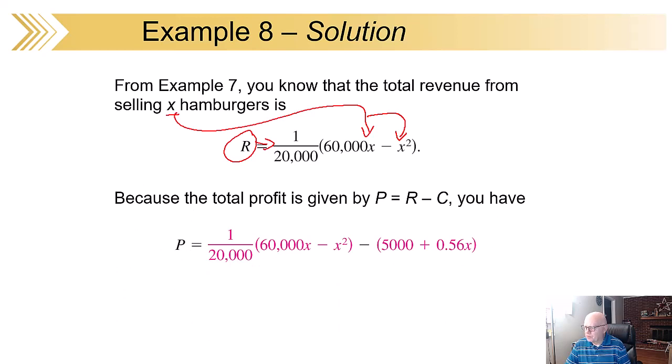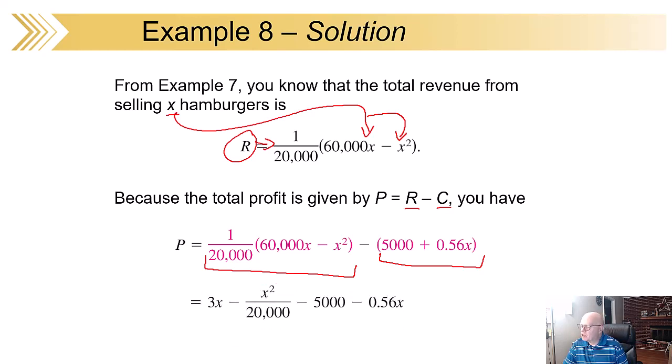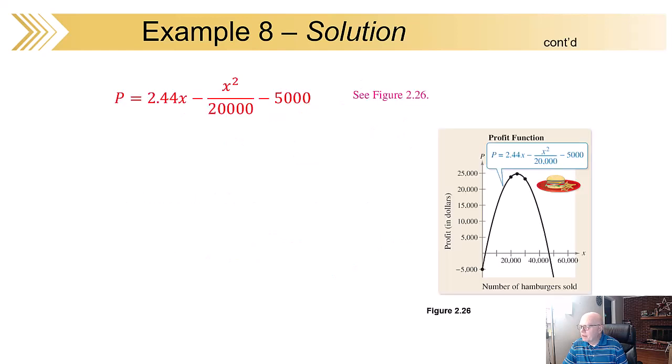Since the total profit is revenue minus cost, and we've already got the revenue function, and we've got the cost function, revenue minus cost, what's left? The profit. So you can actually do this with your algebra and find out what the profit function is. A little bit of simplification. There's your profit function. 2.44x. Remember, x represents the number of hamburgers here and here, and that 5,000 is constant. You're always going to be paying out the 5,000.